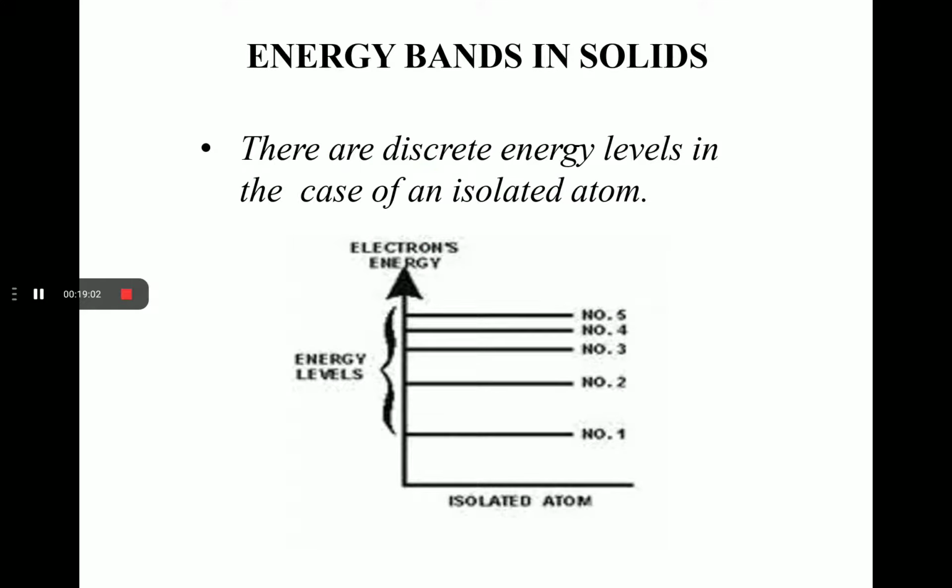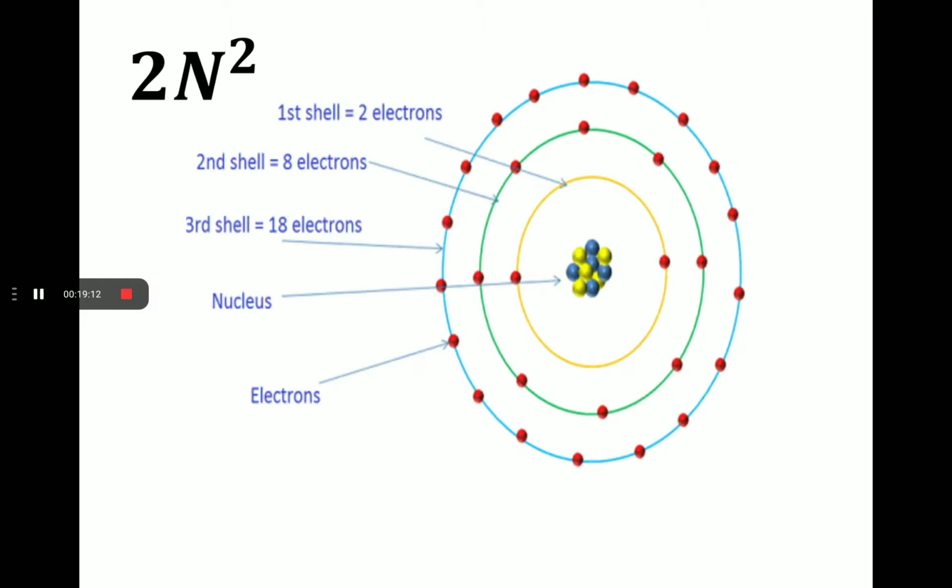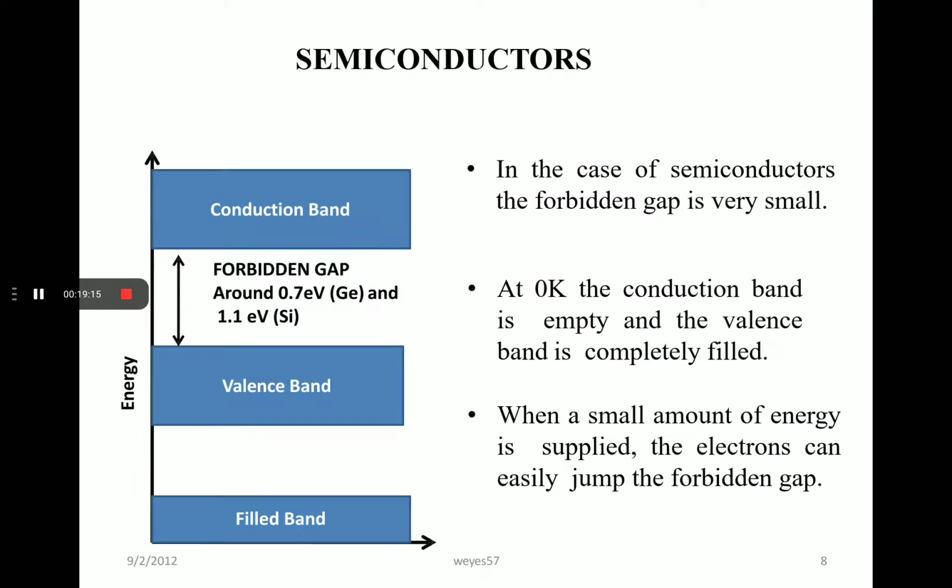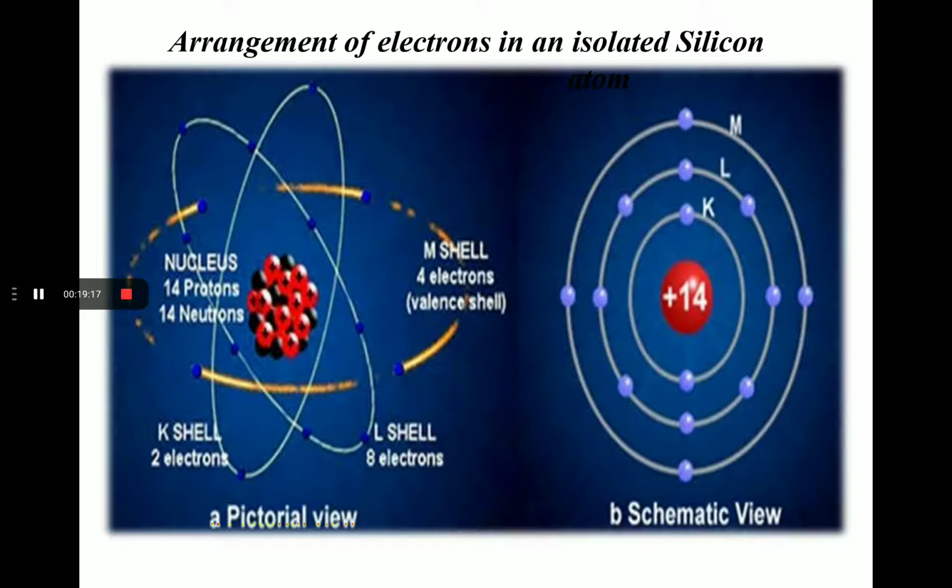There are discrete energy levels in the case of an isolated atom: first band, second band, third band. Here we are representing the bands of a solid. Now we are going to study different types of semiconductors.